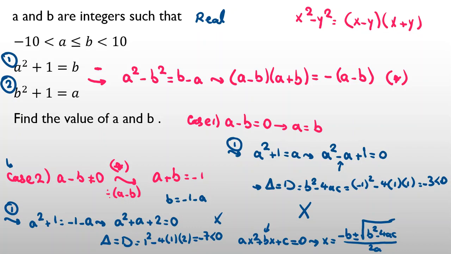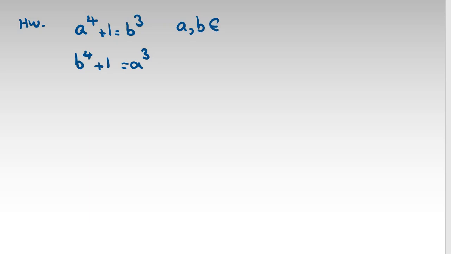Let me write a homework for you. We can solve this: A to the fourth plus 1 equals B cubed, B to the fourth plus 1 equals A cubed. Suppose A and B are real numbers. Try to find A and B. You can find A and B and write the answers below this video.